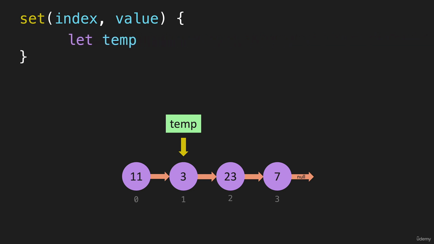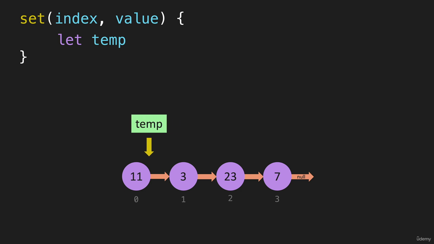For now, I'm just going to say let temp. In the get method, we set temp equal to this dot head. I'm not going to do that here. I'm going to show you why in a second. There's a lot of similarities between the set and the get method as far as all the steps that we need to do. So just like the get method, if we have an index of -1, or anything less than 0, we want this to be undefined. Anything that's greater than or equal to this dot length, we want that to be undefined.